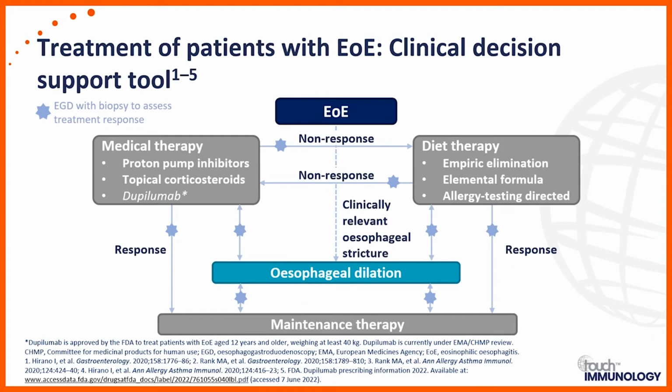Dietary therapy includes empiric elimination diet, which is favored over elemental formula or allergy testing-directed diets. If your patients do not respond to either of these options, you can switch paths. Patients with diet can transition to medical therapy or vice versa. After you make these changes in treatment, you should follow up an endoscopy with biopsy to make sure your treatment is working. In patients with a clinically relevant esophageal stricture who have persistent dysphagia, an esophageal dilation should be done. Once you have a patient who's responded symptomatically, histologically, and endoscopically, they should remain on maintenance therapy because we know that these are chronic conditions.